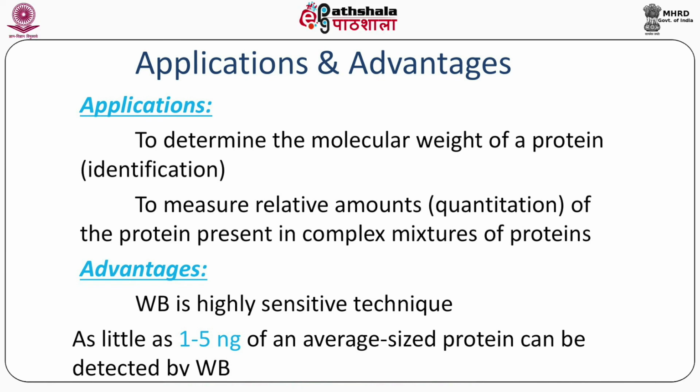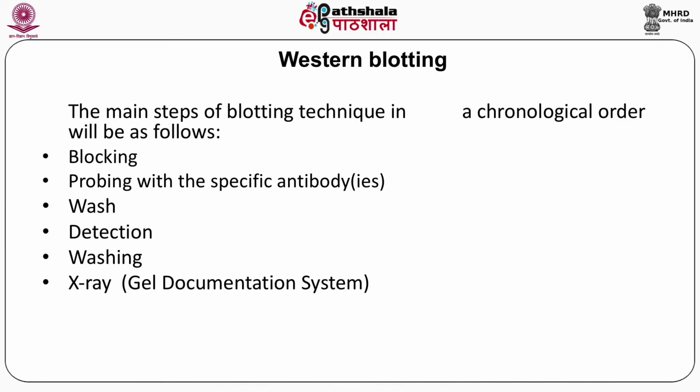Now this is a very sensitive technique, and with the help of the Western blot, as little as 15 to 20 nanograms of an average-size protein can easily be detected. So the main Western blotting steps are blotting, the blocking step, then probing with specific antibodies, washing and detection. Now remember, when you do a Western blot, before that we do an electrophoresis which is known as SDS-PAGE. So it's SDS-PAGE followed by Western blotting.